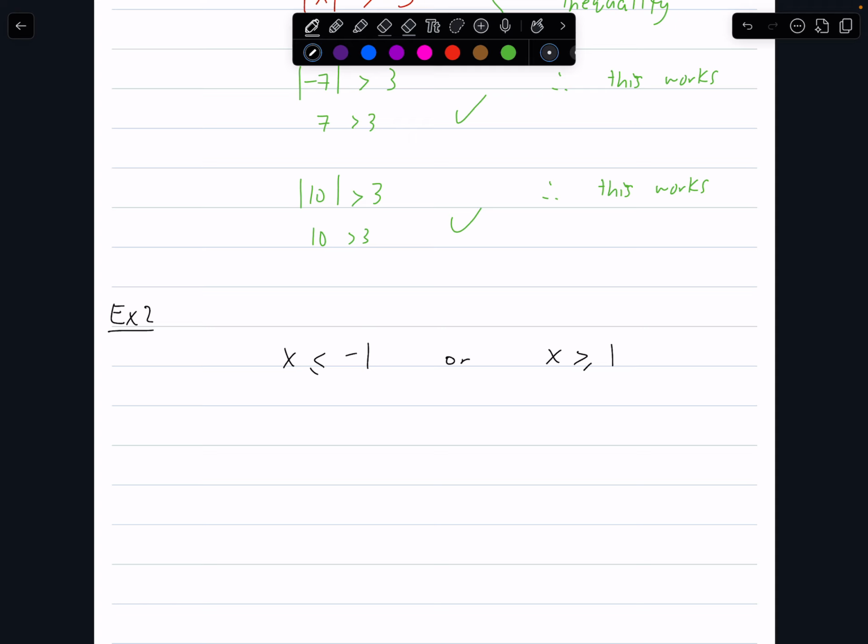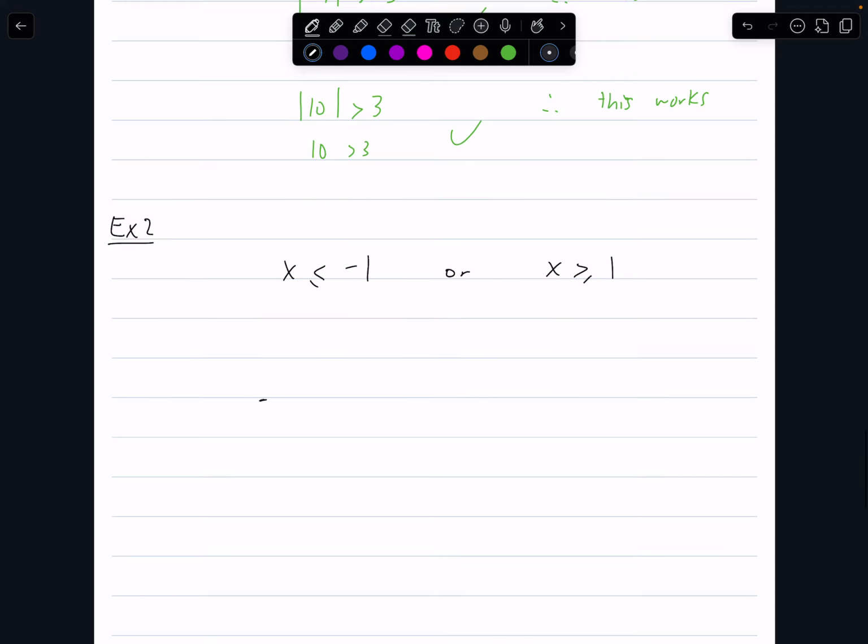So first, what I like to do is put this on a number line. So I know -1 is here, 1 is here, and it's going to be everything greater than 1 and everything less than -1. I'm just satisfying these conditions and reflecting it in a number line.